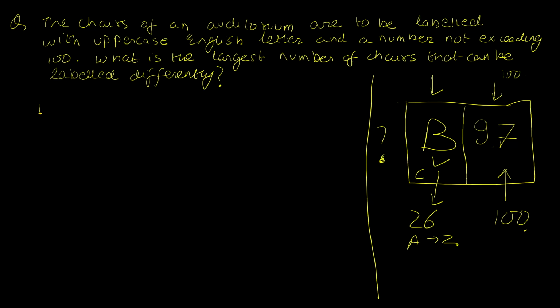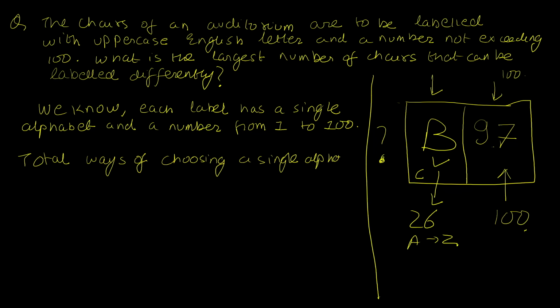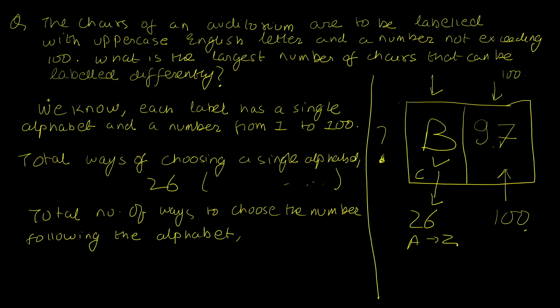So we know that each label has an alphabet followed by a number from 1 to 100. And we'll get started with finding the total ways of choosing a single alphabet, and that is given by 26, because there are 26 distinct letters in the English alphabet. And then we'll say the total number of ways to choose the number following the alphabet, and this in my case is given by the question as 100. And therefore now we are free to apply the product rule.